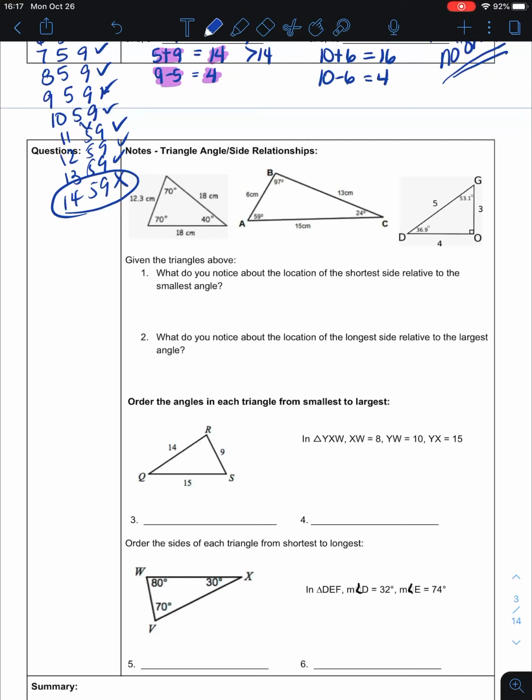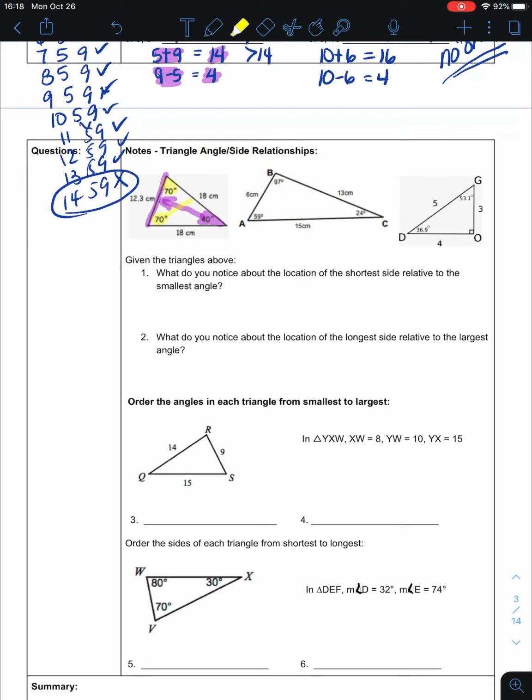So I have 3 triangles here. And what we want to do is just kind of look. What do you notice about the location of the shortest side relative to the smallest angle? So here is my smallest angle. And if I look, here is my shortest side. Notice that it is across. Then let me show you this.